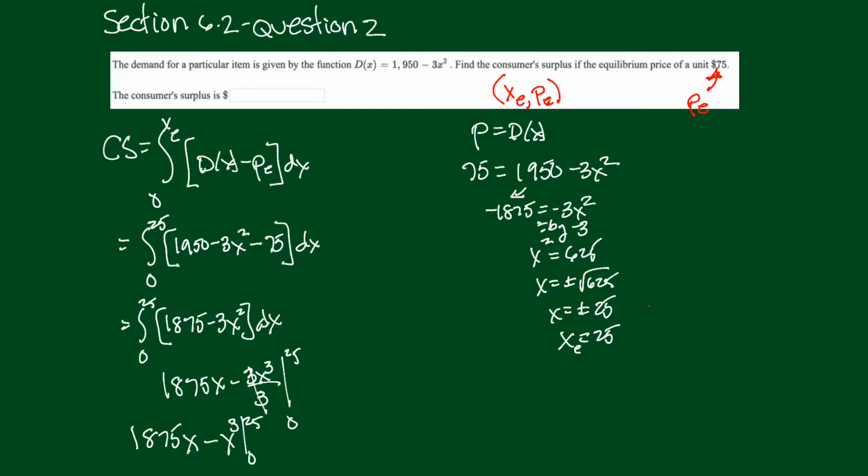All right, so now let's put in the upper limit. We're going to get 1875 times 25 minus 25 cubed minus, now here we go again. That lower limit is 0, and every term in here has an x in it, so we're going to get a bunch of zeros. So that term just goes to 0. And out of this, I am getting 31,250. All right, so our consumer surplus here is 31,250.